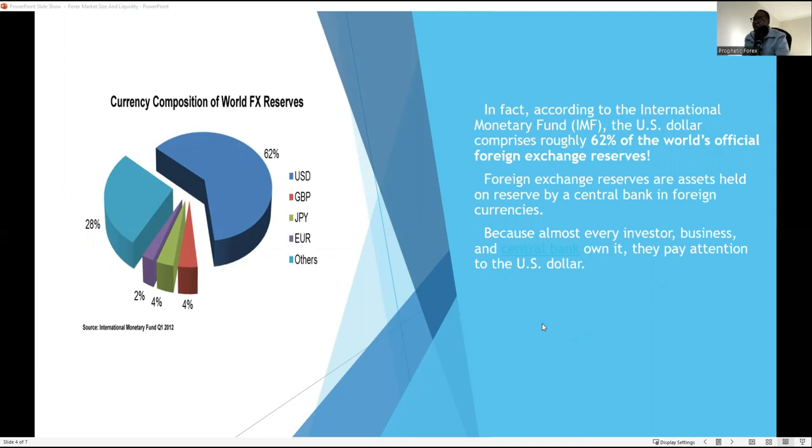According to the International Monetary Fund, the IMF, the US dollar comprises roughly 62% of the world's official foreign exchange reserves. Foreign exchange reserves are assets held on reserve by a central bank in foreign currencies, because almost every investor, business, and central bank owns it, and they pay attention to the US dollar. So as you can see, this is how it actually looks. It has the biggest pie according to the IMF, guys.